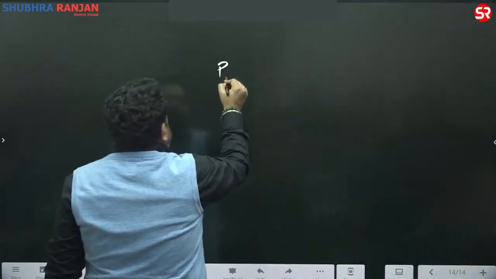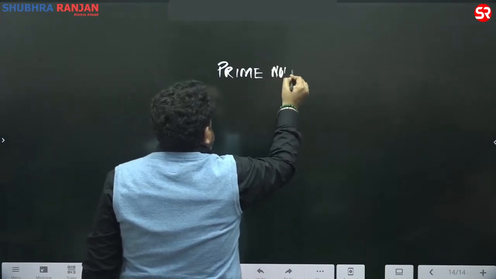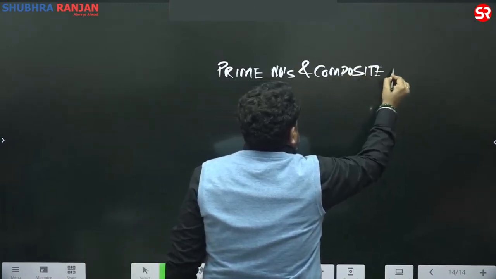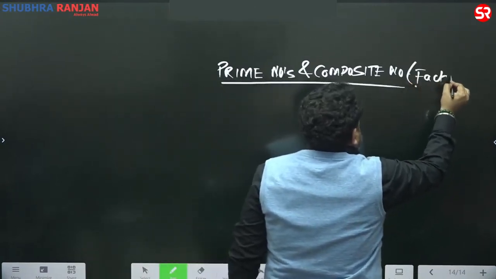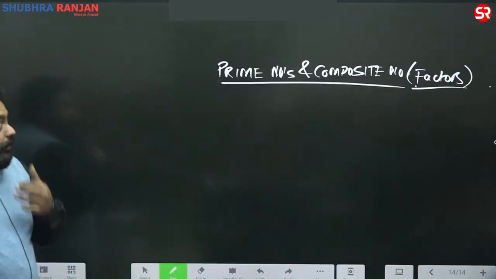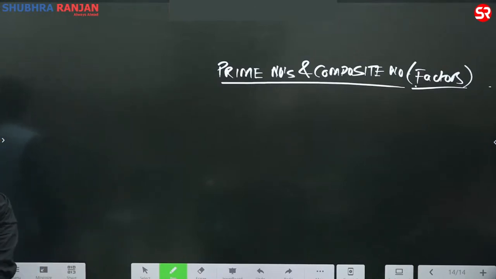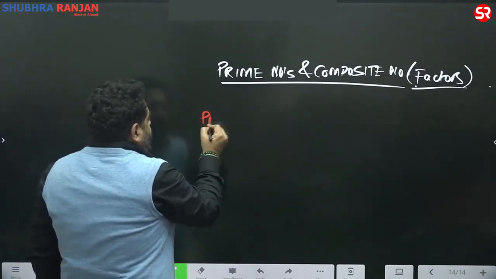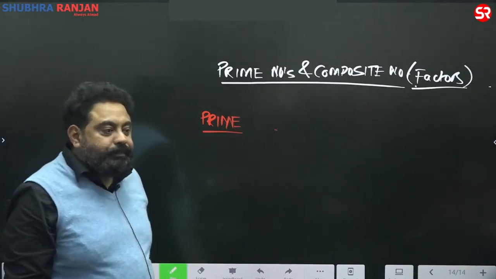prime numbers and composite numbers. And then factors. Prime numbers, composite numbers, and factors. What are prime numbers? What are prime numbers?